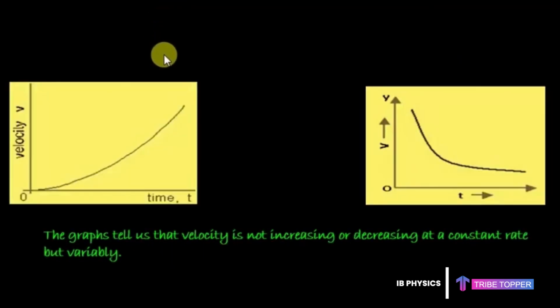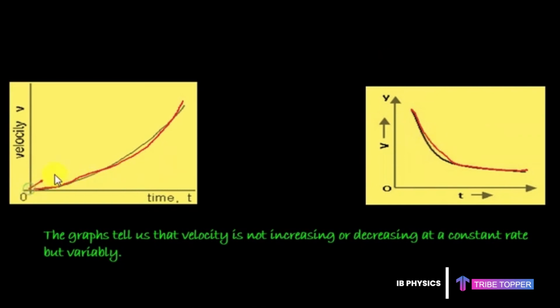Now we have seen that we get a straight line for a VT graph if it's a uniformly increasing or decreasing velocity. But what about a non-uniformly increasing or decreasing velocity? So here you can see this kind of a curve which is clearly telling us that the velocity is increasing but not at a constant rate. And here the velocity is decreasing but not at a constant rate. So this indicates a non-uniform motion.